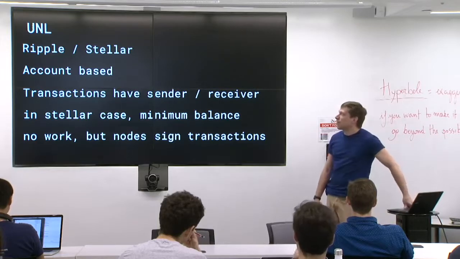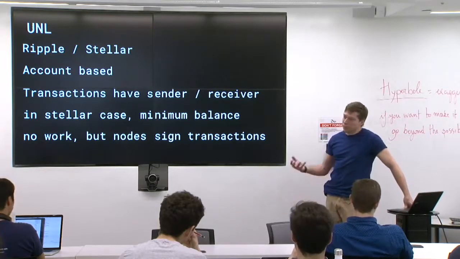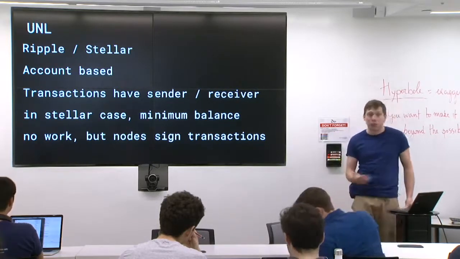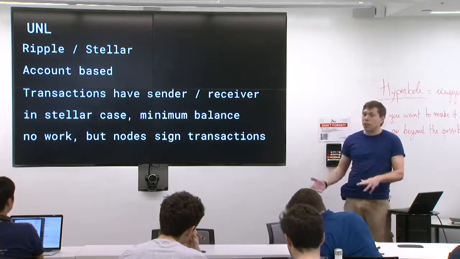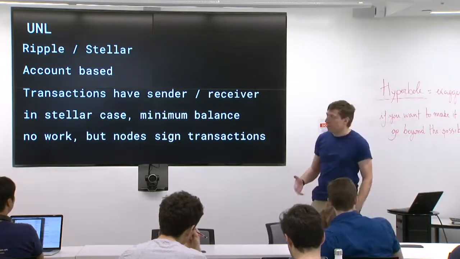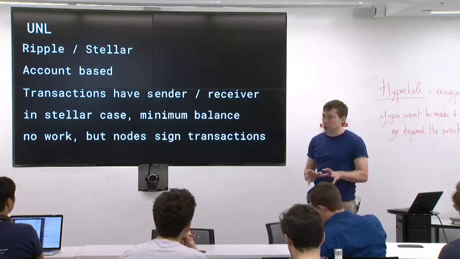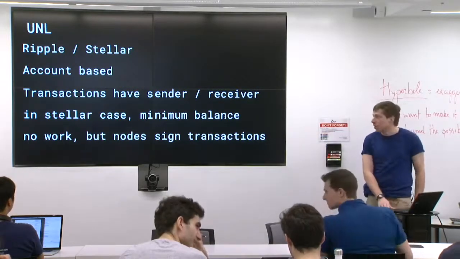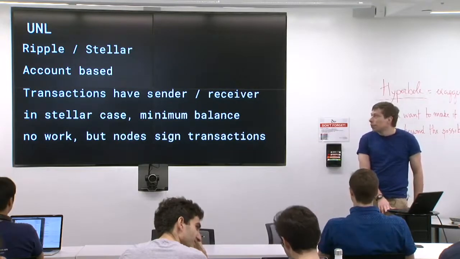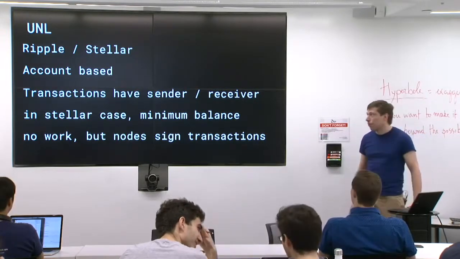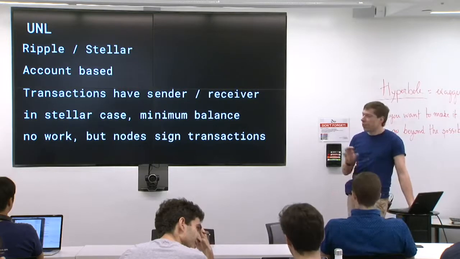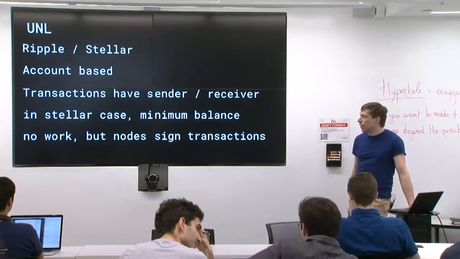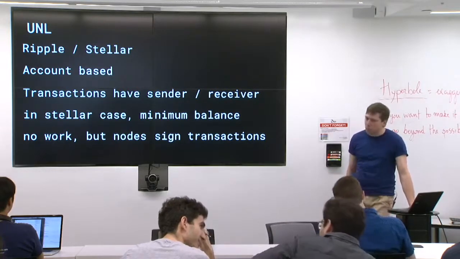And Stellar was more or less a copy of the Ripple code, which was open source, so it was totally fine to do this. And then it sort of diverged, and they added their own different parts of the consensus algorithm than Ripple did. So it's account-based, somewhat like Ethereum. Transactions have senders and receivers. What's interesting is in the Stellar case, and possibly Ripple, there's a minimum balance.